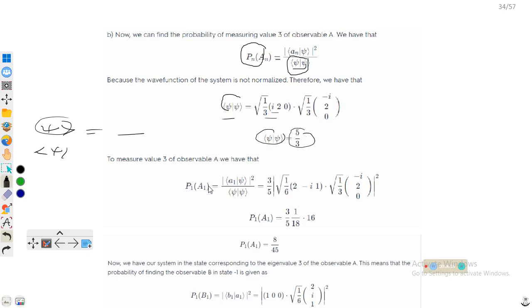So the probability for a1 is equal to the modulus square of <a1|psi>, and we are given psi. Here a1 is the eigenvector which we have already found out, and psi is the given state at a later time. So we take the row vector for a1 and the column vector for psi, and after solving some steps the probability is equal to 8 over 45.